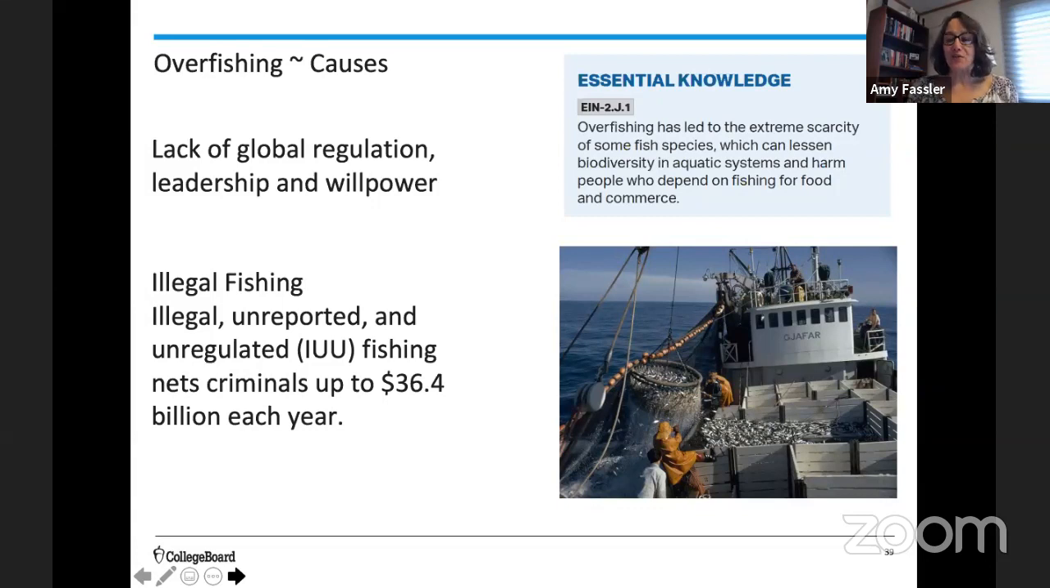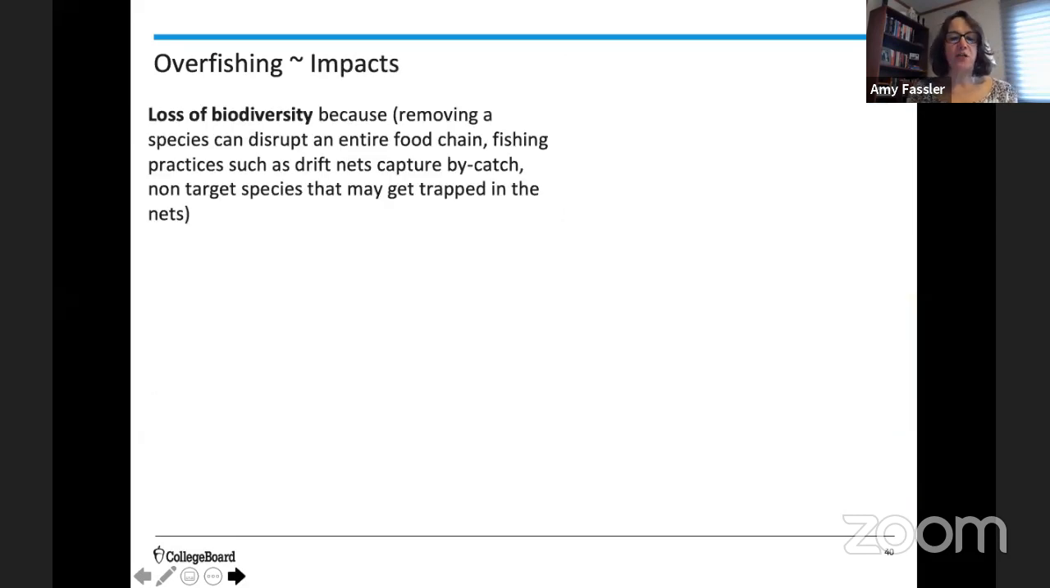And as a result of that, the number one cause of overfishing is illegal fishing. It's estimated that illegal, unreported or unregulated fishing, and unreported is important because if a country says, oh, we're only harvesting this much, it may look like they're harvesting at a sustainable rate, but they're kind of lying about their catch. Altogether, that's over $36 billion a year. So let's dig into this a little bit more deeply.